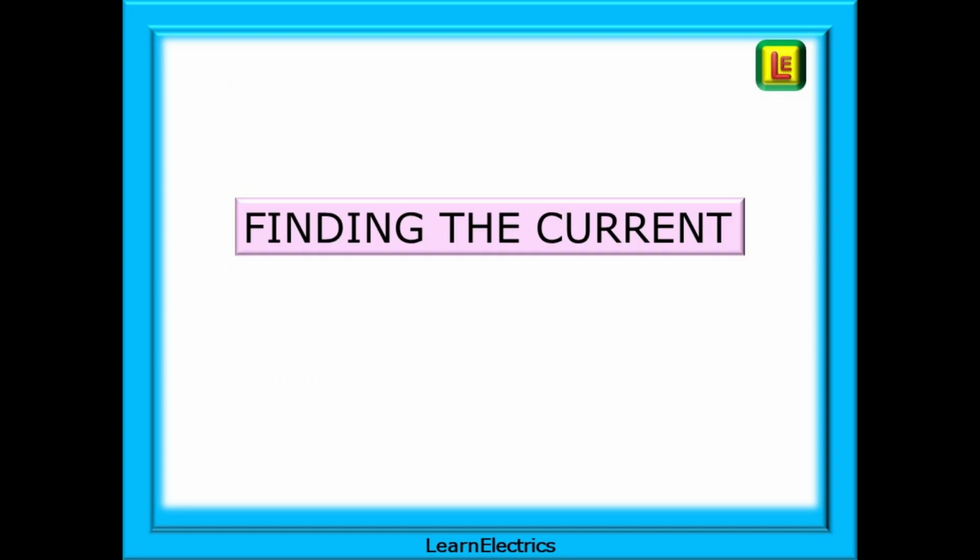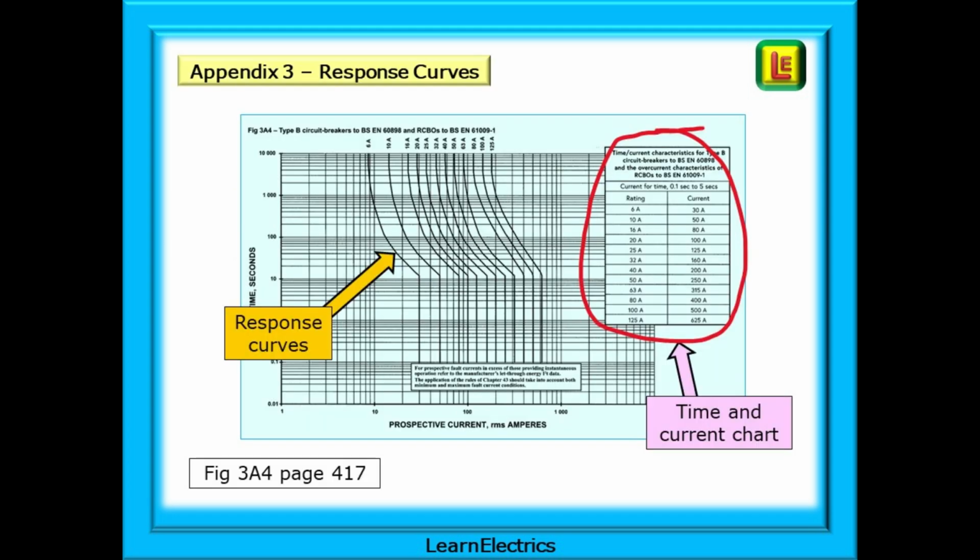Now we must find the amount of current that is required to cause the breakers and fuses to trip in the required time. Go to page 417 in the Brown Book, where you will find figure 3A4. This is the response curve specific to Type B circuit breakers and RCBOs. Each device will have its own set of unique response curves. They will tell us how quickly or how slowly a protective device will operate with a certain amount of current flowing through it. More current will give a quicker disconnection time.